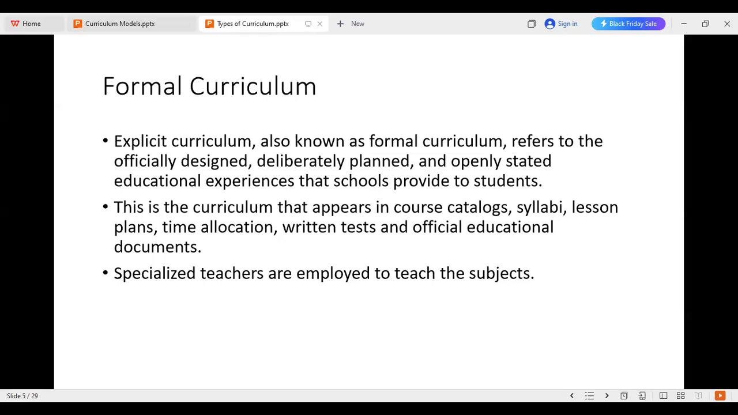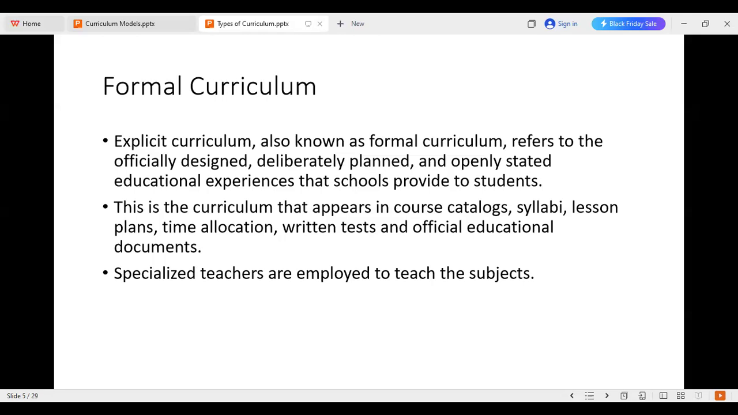This is the curriculum that appears in the course catalog, syllabi, lesson plan, time allocation. You can see now there is a big argument between the trade union and the planner. They are going to increase the school working time, government school, by 30 minutes. Already 7:30 to 1:30. In future, to implement the new curriculum, they need more time.